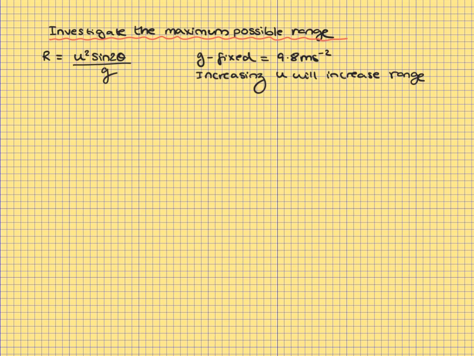To think about this, we need to think in more detail about sine 2 theta. Now, you should know that the maximum possible value of any sine function, and sine 2 theta, is equal to 1. We know that the sine curve doesn't go above 1 as an upper limit. Now, if sine 2 theta equals 1, that means that 2 theta must equal 90 degrees, which means theta equals 45 degrees. And this is the angle you choose, completely independent of velocity, if you want to maximise range.